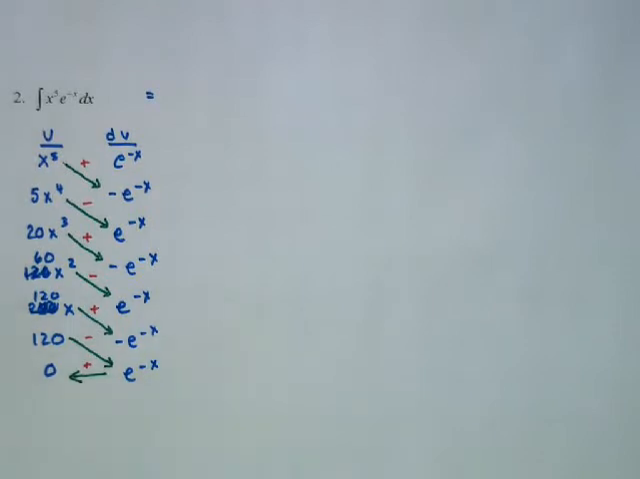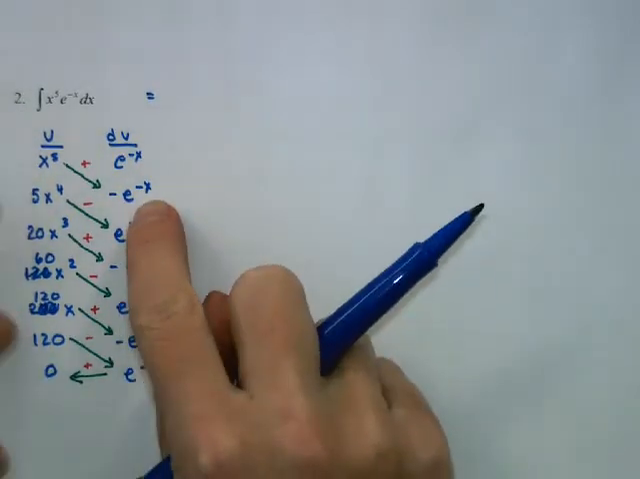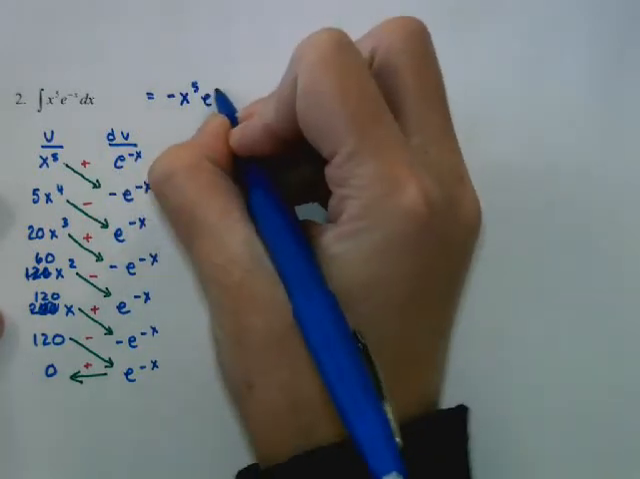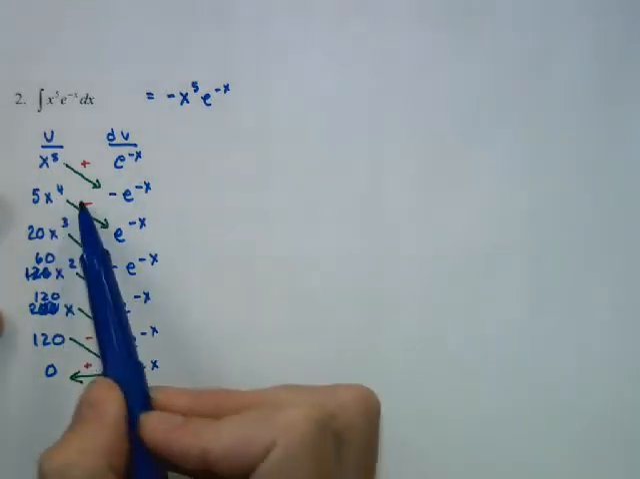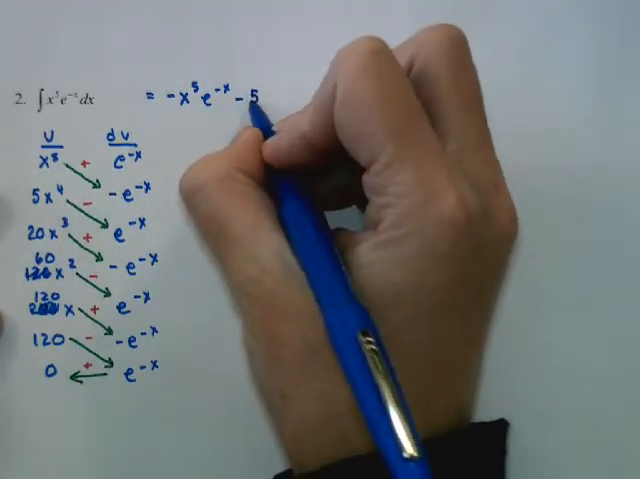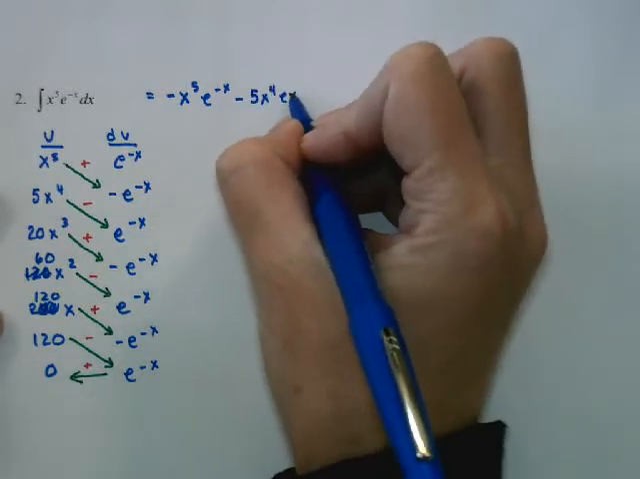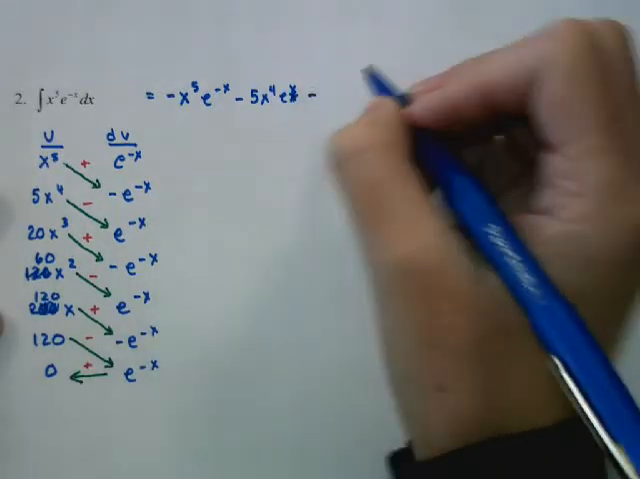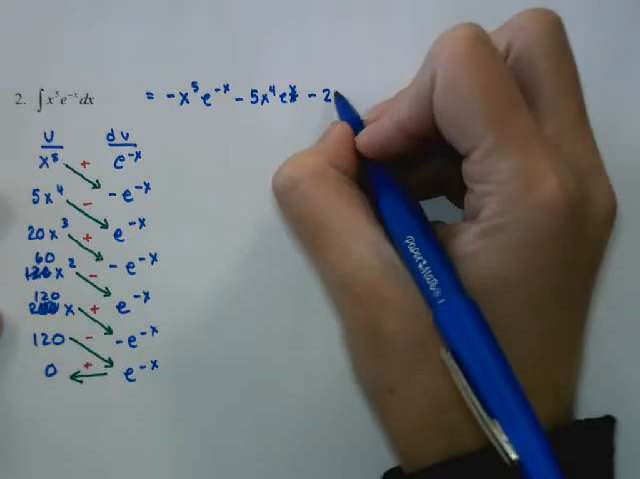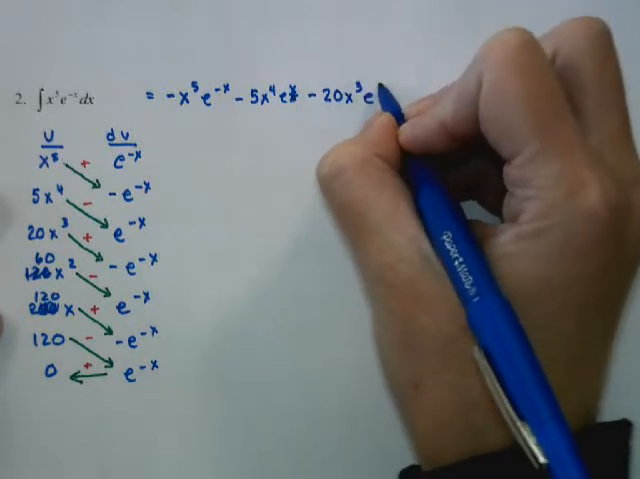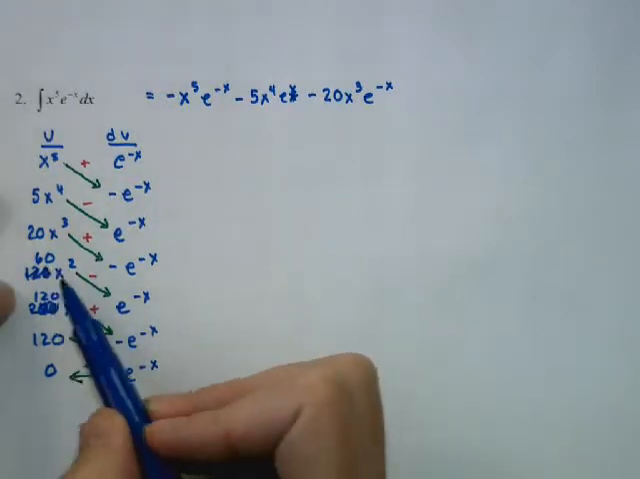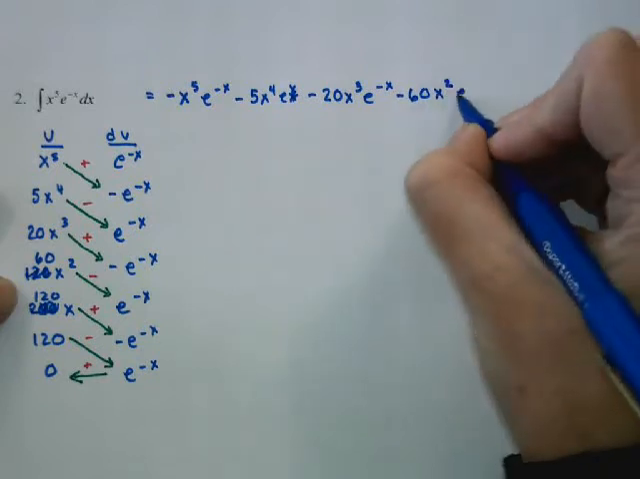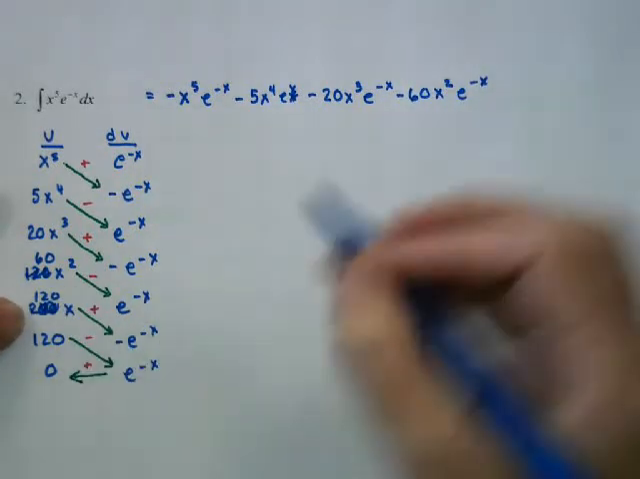And multiply. So we're going to have x to the 5th times negative e to the negative x. So that's going to be a negative x to the 5th e to the negative x. My next one, we've got a minus 5x to the 4th e to the negative x. Then we have 20 and a negative, so this will be minus 20x cubed e to the negative x. Next one is again a negative, 60x squared e to the negative x. 120 times the negative.